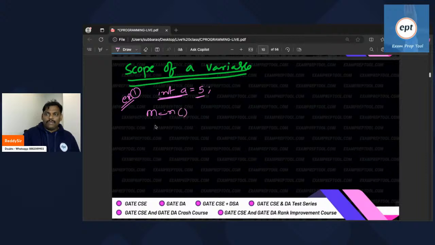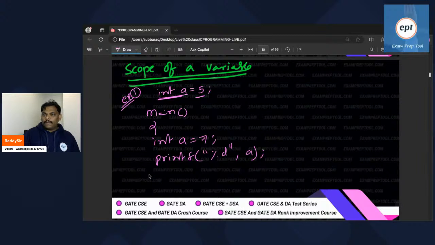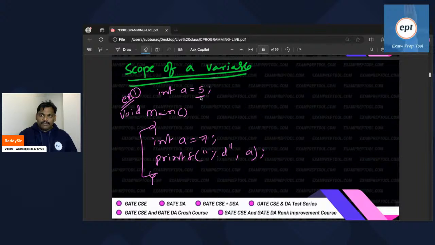Main program started. Now next one, int a is equal to 7. So printf, percentage d, a. Because you are not returning anything, you can write void. It is the first program of C language. Int a is equal to 5. Void main. Int a is equal to 7. Printf percentage d, a.